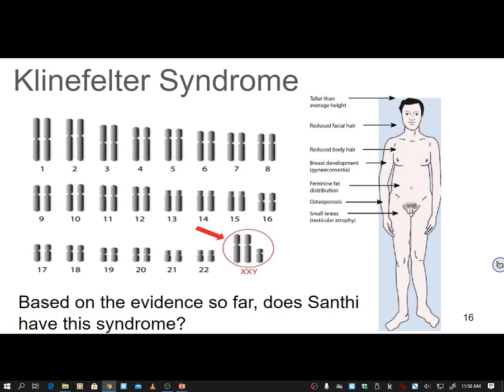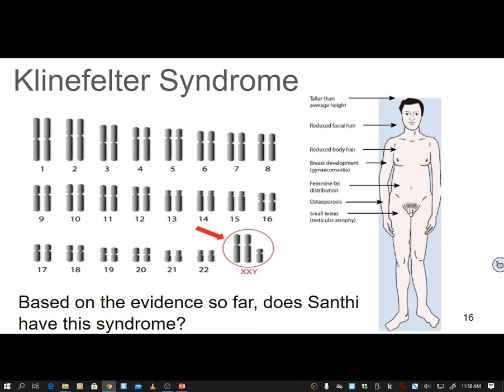All right, here's Klinefelter syndrome. We just saw that a second ago, an XXY. So Klinefelter syndrome, you're taller than average height, you have reduced facial hair, reduced body hair, you do have breast development, you get this feminine fat distribution. You do have testes though. So it's almost like you have some female attributes, but you also have some male attributes. You have both of those X chromosomes, but you also have that Y.